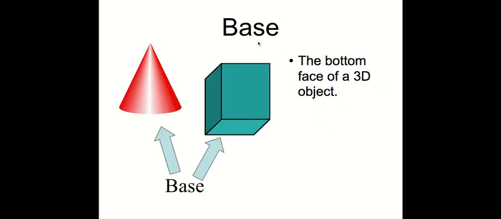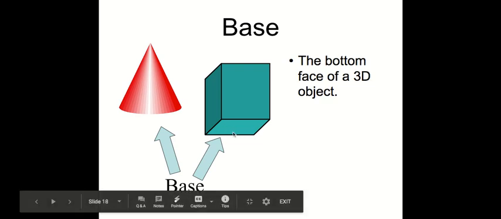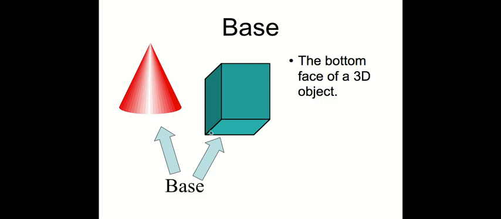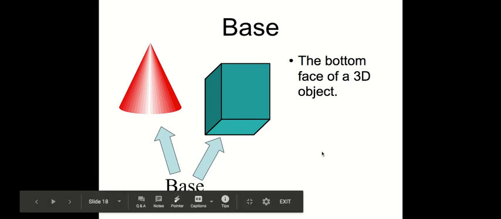The base of a shape is the bottom. Okay? The bottom of the shape. Some cases that's not going to be 100% true, but you'll see when we get there. In this cone, the bottom is a circle, and in this cube, the bottom is a square.